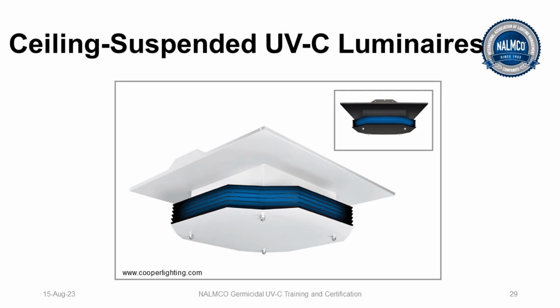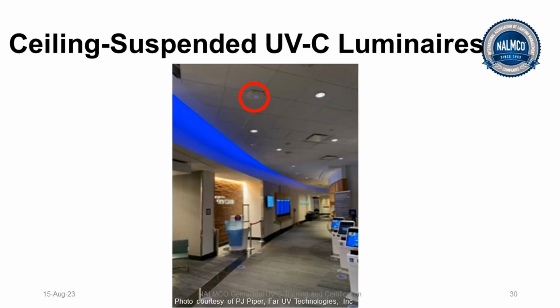Ceiling suspended UVC luminaires. This particular unit fits into a 2 foot by 2 foot square of a drop ceiling or a suspended ceiling, and you really don't need much in the way of additional support. Some suspended ceilings may not be secured very well, so you really have to take a look at what's up there. In the very worst cases, you might have to add a couple of extra wires to secure the track a little bit more.